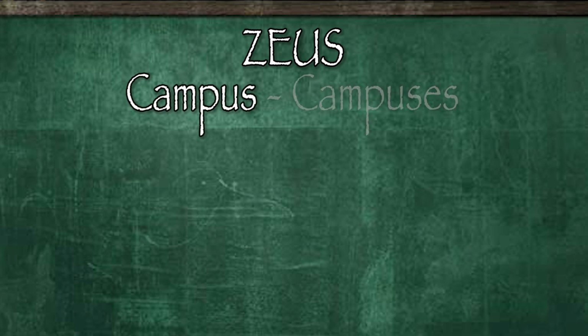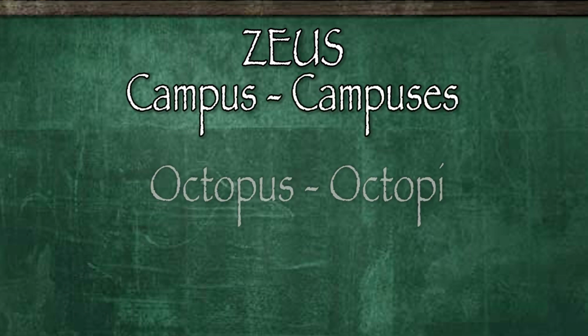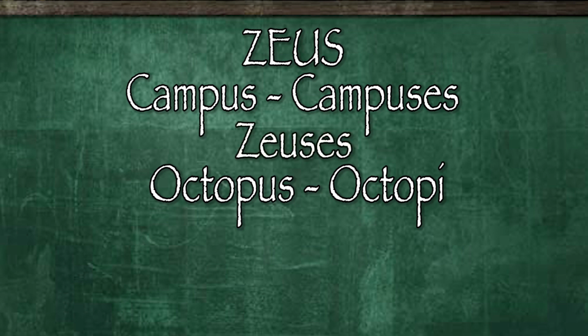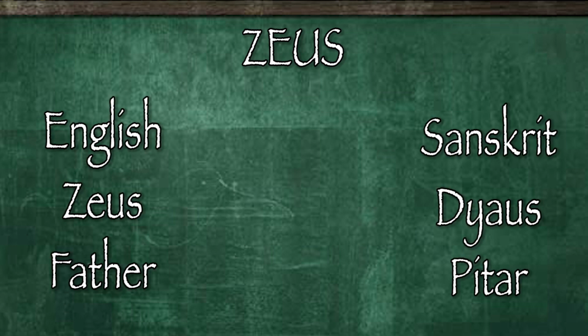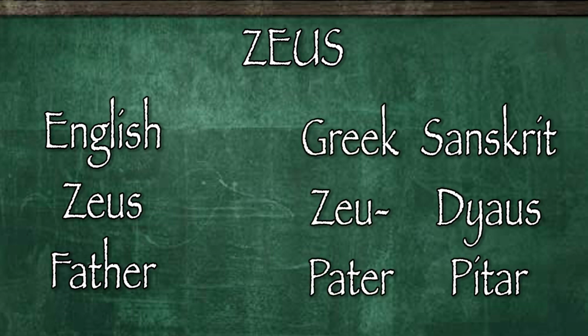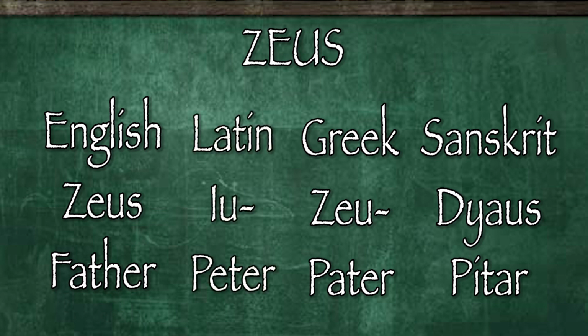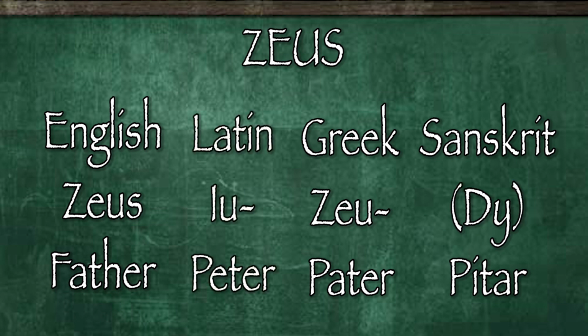There are two models that might offer some clarity when considering the us. Campus, when plural, is campuses, and octopus, when plural, is spelled octopi. Is it campuses and Zeuses, or is it octopi and Xi? Remember the three examples. In Sanskrit, it was Dias Peter. In Greek, it was Zupater. And in Latin, it was Iupiter. Di, Xi, and an actual I.